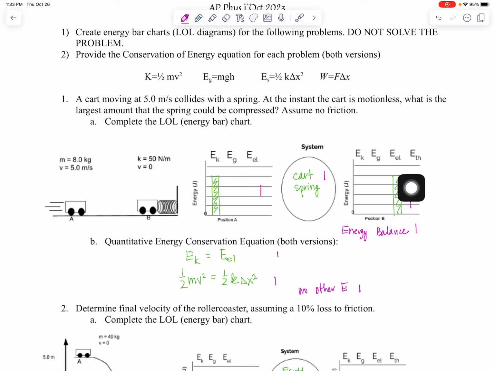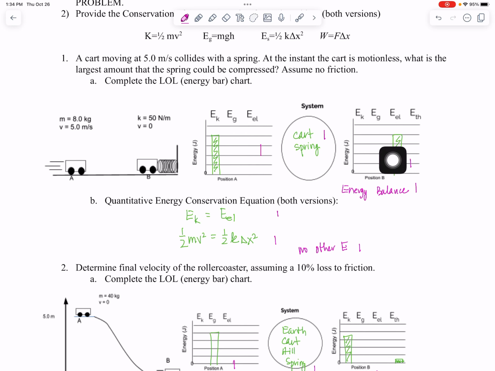So you got 1 point for EEL, 1 point for your system being reasonable. If you put Earth in it, no problem. And then 1 point for kinetic. You got 1 point for the variable equation and 1 point for the formula, and then 1 point if you had no other energy in here that should not have been there. You could also have done this with work, if the spring was not part of the system, in which case instead of having EEL, you would have had work leave the system.